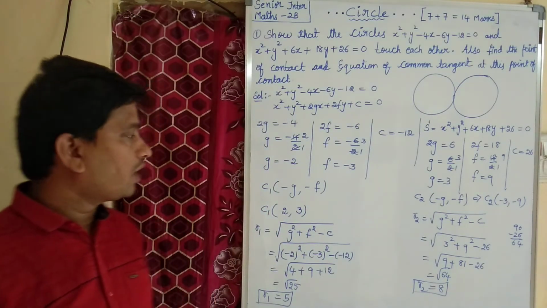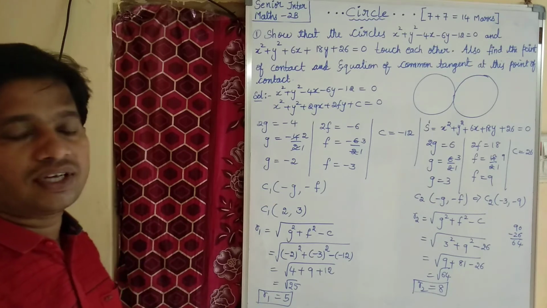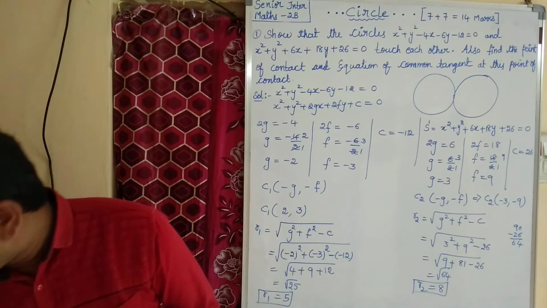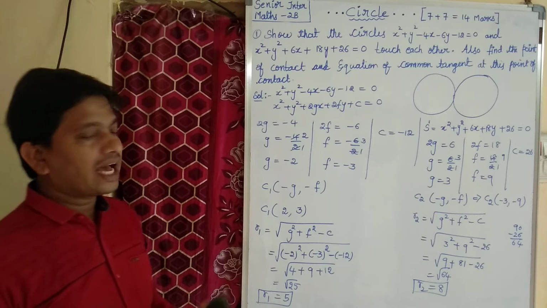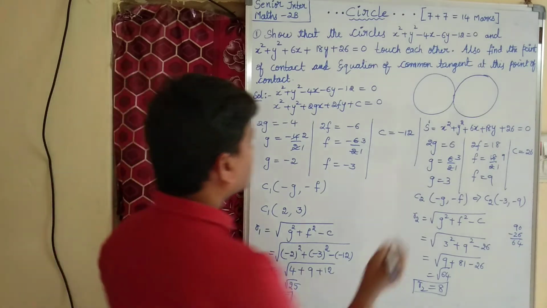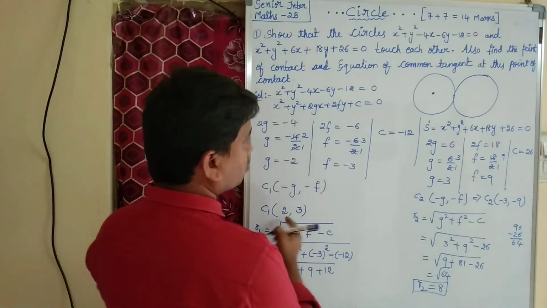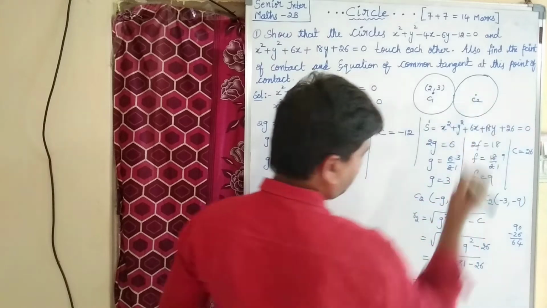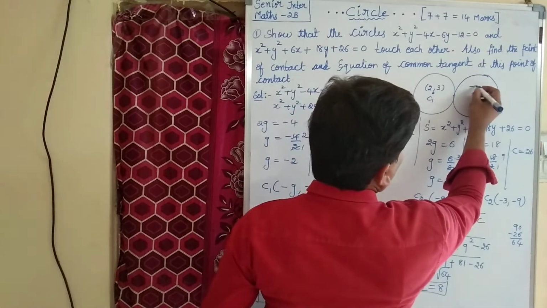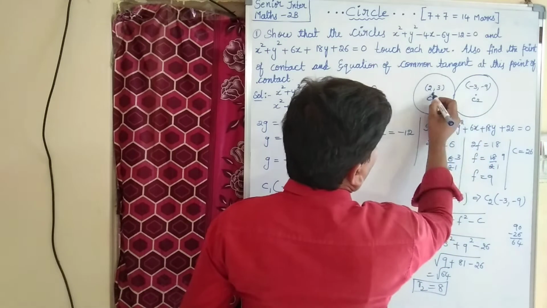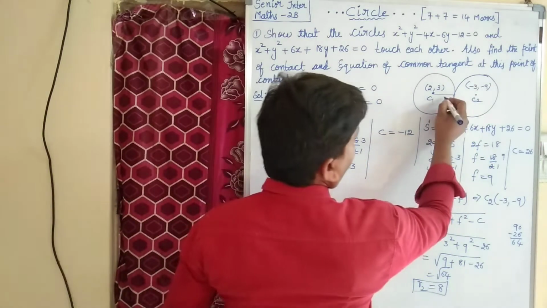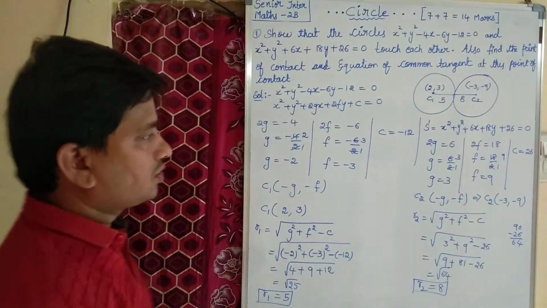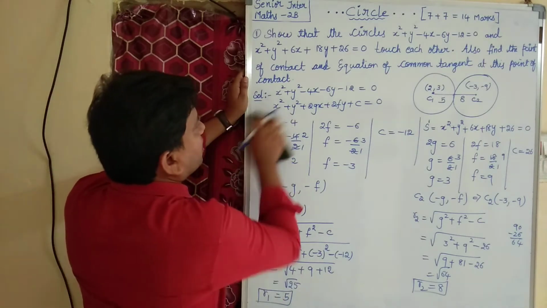So students, we found center C1 and radius R1 for the first circle, as well as center C2 and radius R2 for the second circle. Now what we do, let us check whose R1 plus R2 value. I mean we got center C1 which is 2, 3. This is our C1, and center C2 we got, that is minus 3, minus 9. Radius R1 we got which is 5 units, and radius R2 we got which is 8 units. Okay, so let us check whether they will touch each other or not.